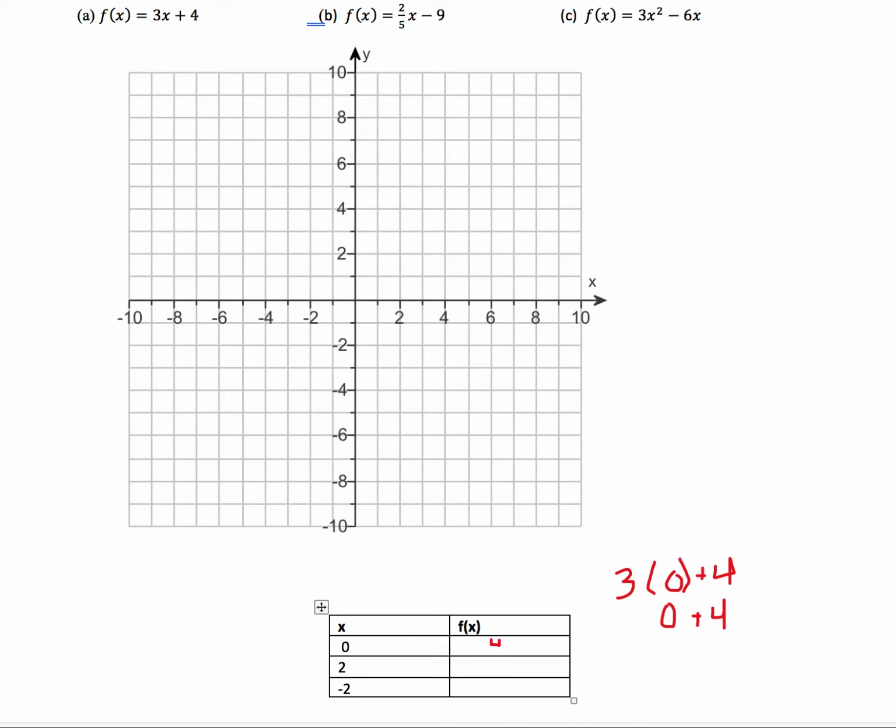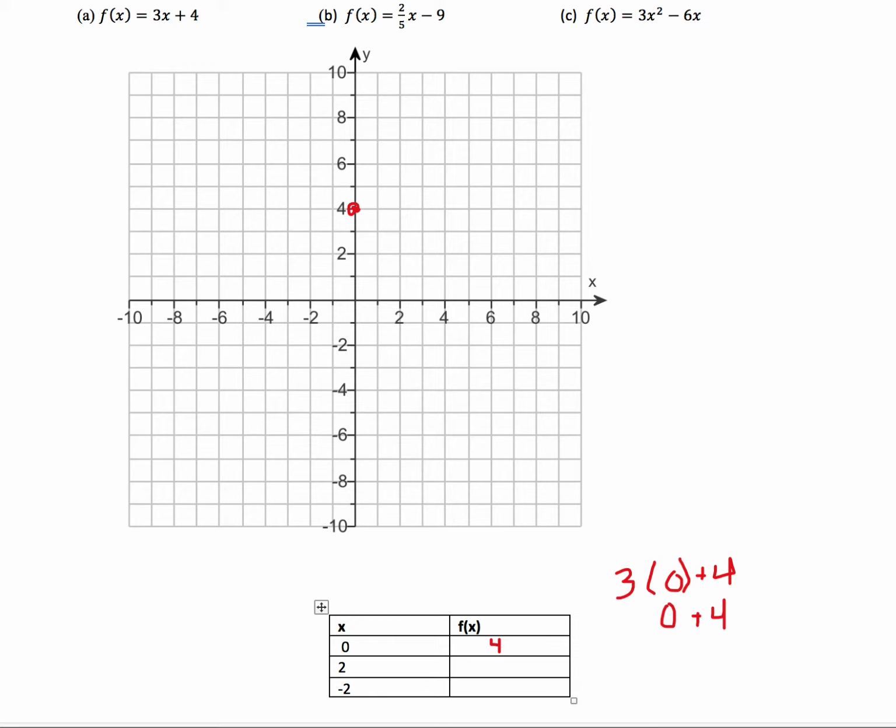So now that I have that first point, I'm going to go ahead to my graph and I'm going to plot that point 0, 4. So remember that your x value tells you how far from the left and the right you want to go, and the y value tells you how far up and down you want to go. So a value of 0, 4 means that you're going to start at the origin, you're going to go to the left or to the right 0, and then you're going to go up 4 because it's positive. So I'm going to place a point right here on 0, 4.